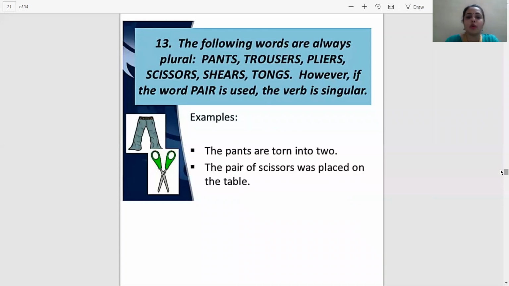The pants are torn in two. The pair of scissors was placed on the table. Suppose you have an arts and crafts period and you want a scissor, what will you say? Can I have your pair of scissors? You know, a pair of scissors means one scissor. Though it is scissors, if we omit pair, it will become plural.